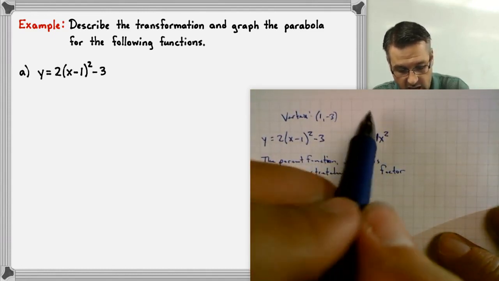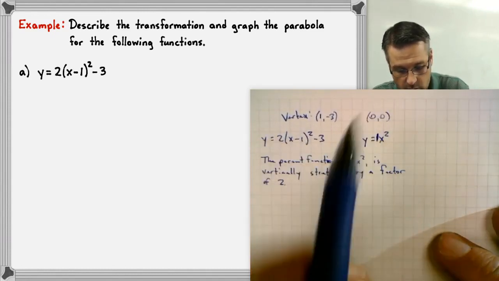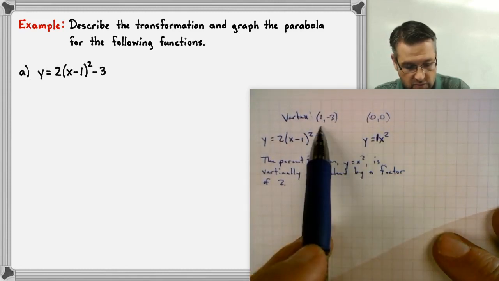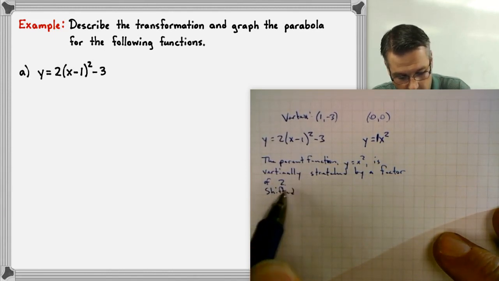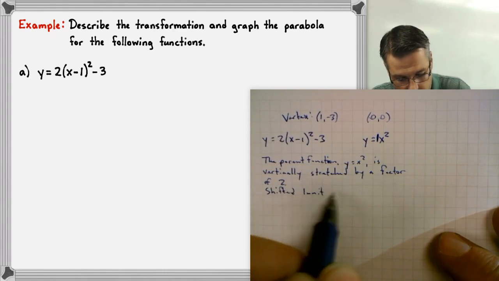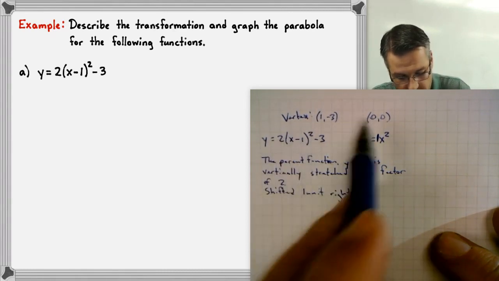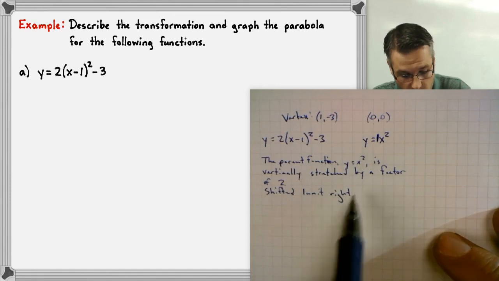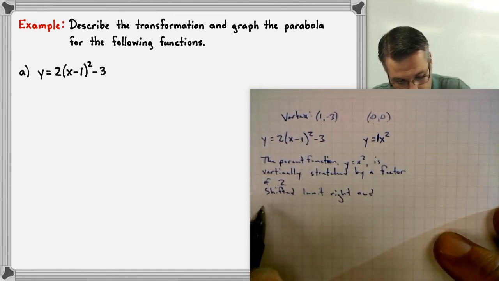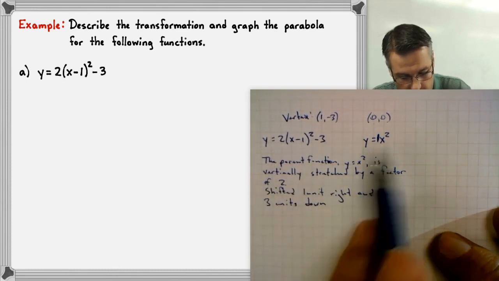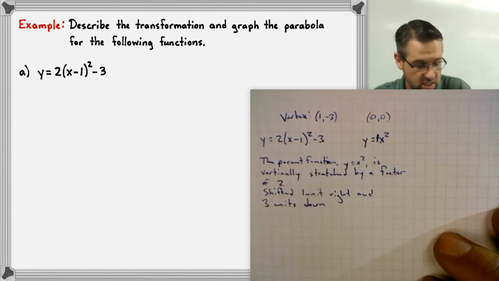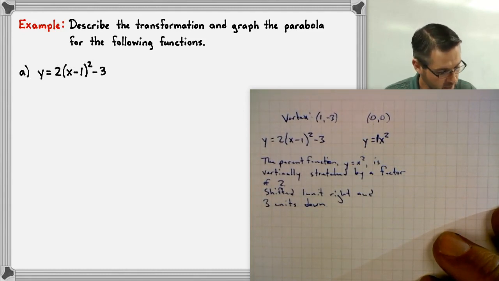The vertex of our parent one is 0, 0, right? So we have to describe that transformation or that translation. We would say shifted or translated 1 unit right, because we went from 0 to 1, and 3 units down, because we went from 0 to -3, so we went down 3 units there, okay? So that's describing the transformation.